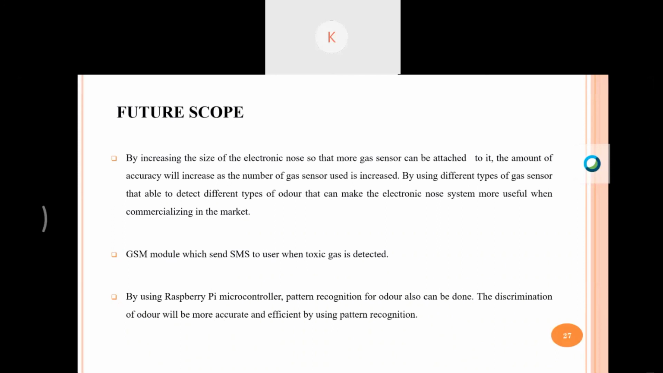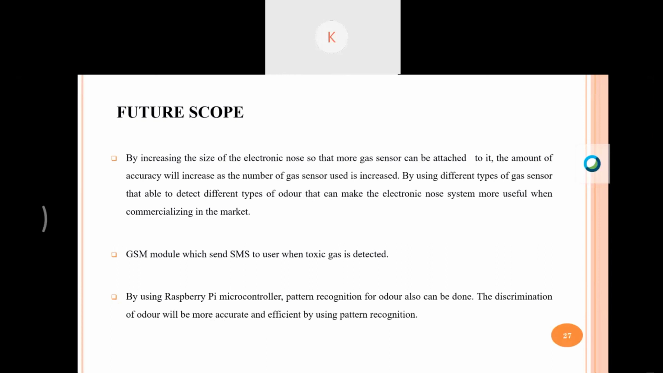But in a complete system, we can add more and more sensors to act as a complete air quality detector. By using different types of gas sensors, we are able to detect different types of odor and can make the electronic system more useful in practical use, or also for commercializing in the market. Or we can use a GSM module system.